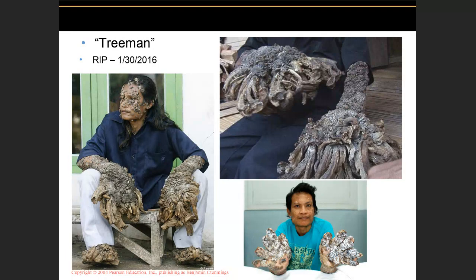Again, he did die. And then I heard there was another report, because he was from Indonesia, of another man from Indonesia with the same mutation. So, I don't know what happened to him.